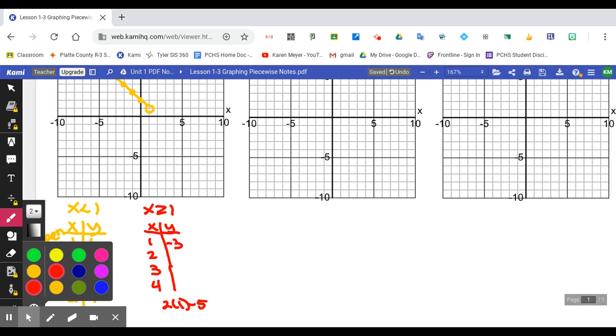And then plug in 2. So 2 times 2 is 4. 4 minus 5 is -1, etc. Keep plugging them in to come up with these other answers for my t-table. This time when you plot it, this one does have the or equals to. So this one is going to be a closed circle.